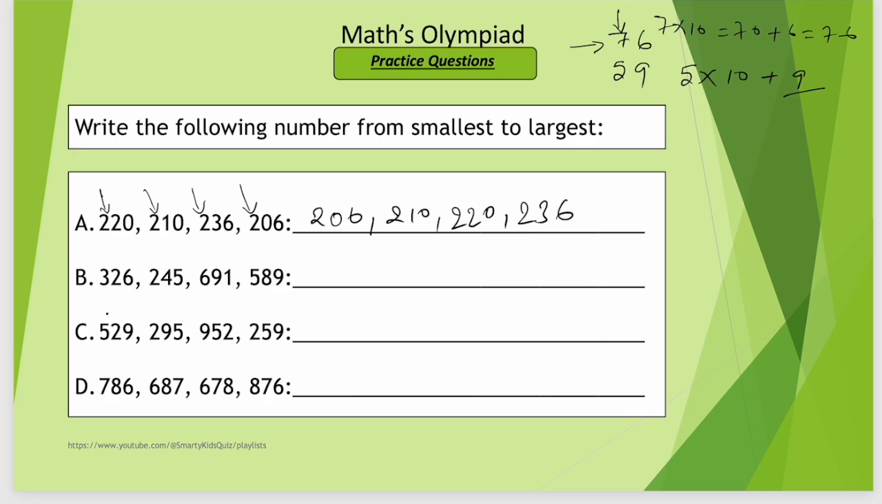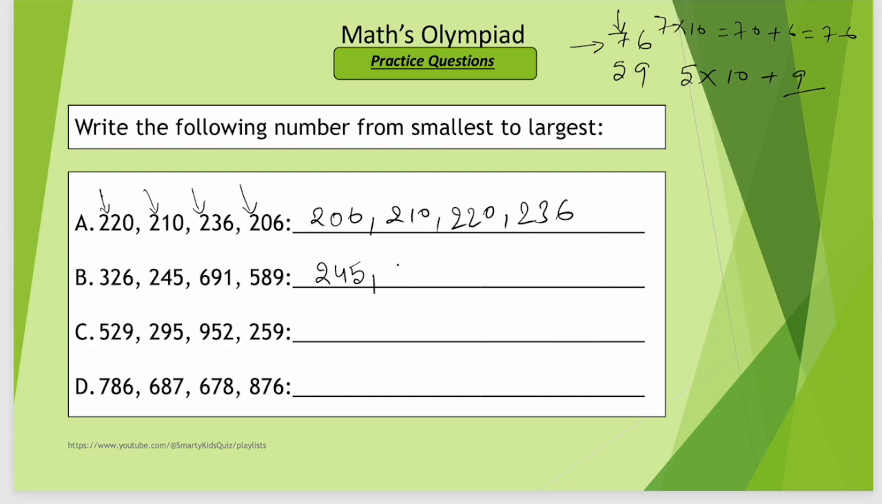Now here it's different. It's a 300 series, 200 series, 600 series, 589. This is very simple, kids. You don't need to do any thinking here. Just write the 200 series first, 245, because no matter what number it has at the tens or ones place, if it is a 200 series, it is always less than a 300 series.